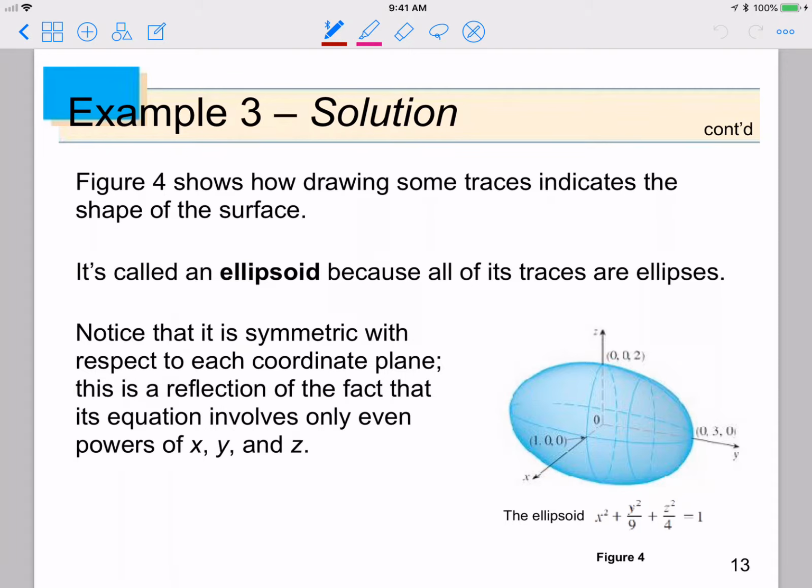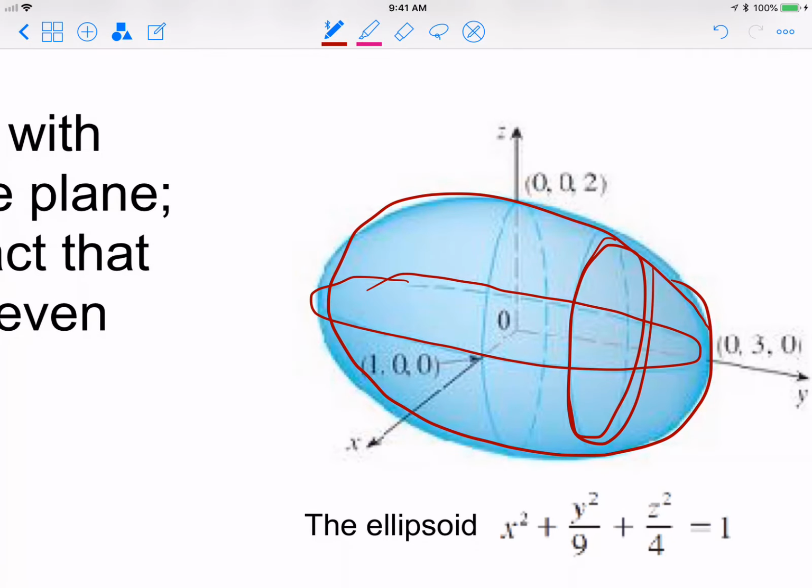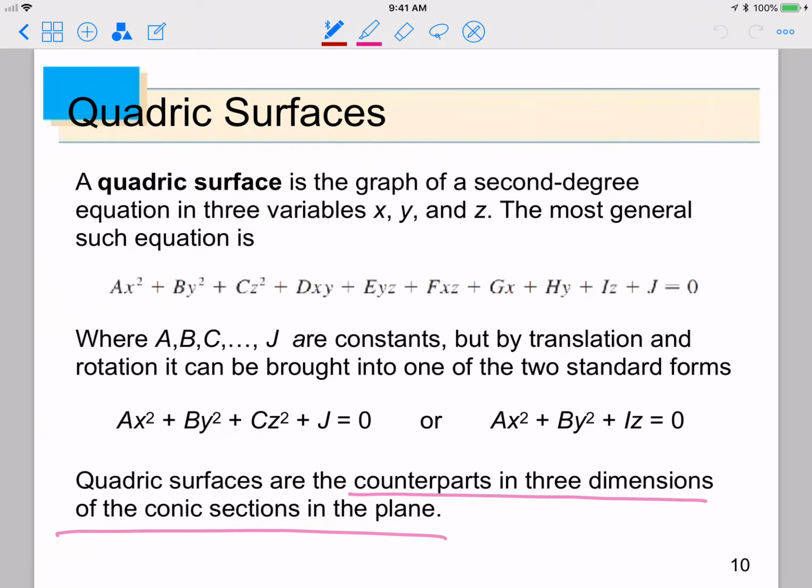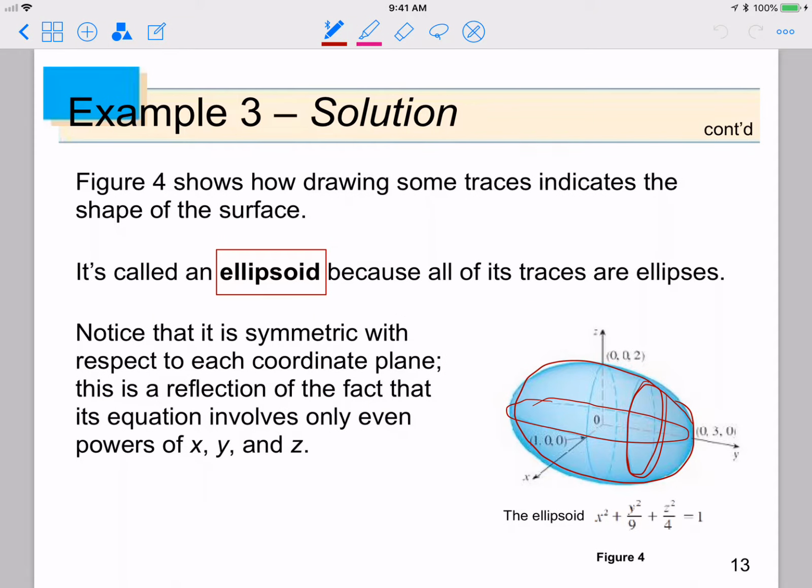It's an ellipsoid because each cross section, if we take a cross section that is horizontal, or a cross section that is vertical, or a cross section that is vertical this way, we're getting ellipses each and every time. This is called an ellipsoid because all of its traces are ellipses. So it's symmetric with respect to x, y, and z. And that's noted in the fact that the equation only includes even powers of x, y, and z.